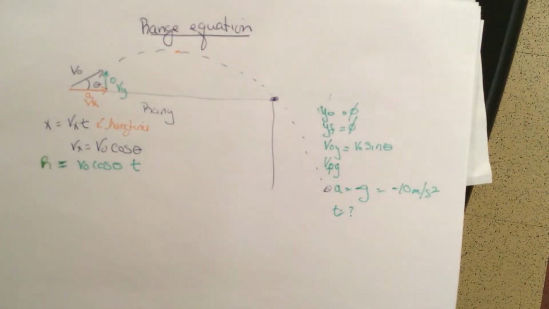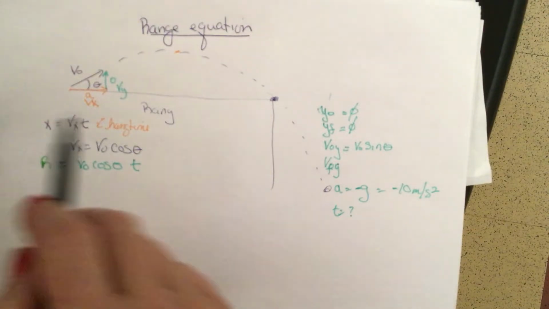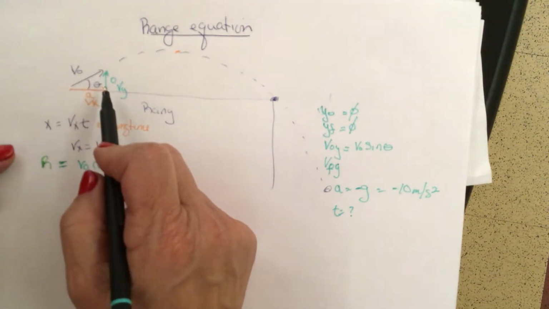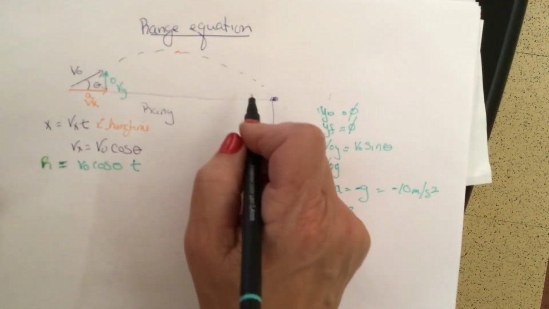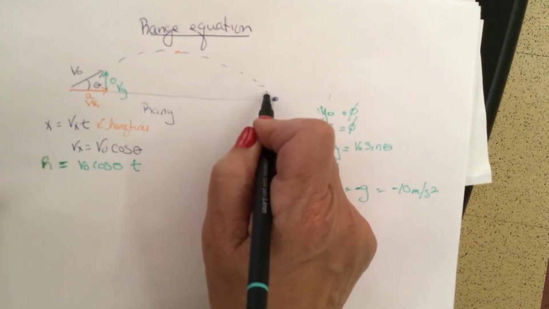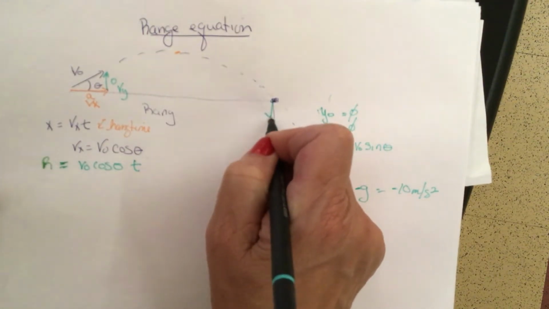How about the final velocity? Well, from work that we've done before in free fall, we know that the velocity on the way up is exactly equal to the velocity on the way down, but it's equal but opposite.